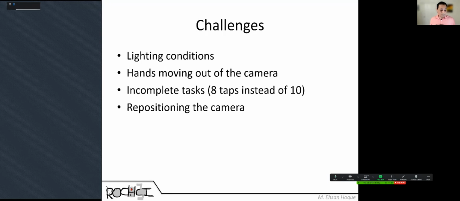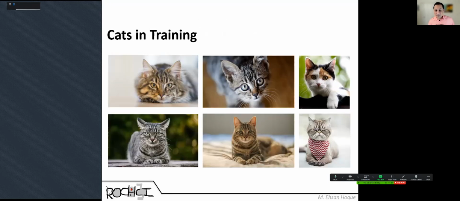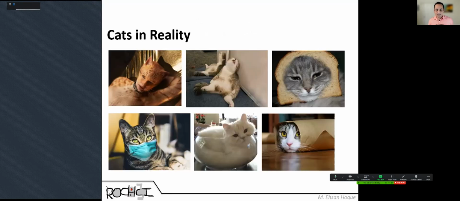So that is a problem, and something that's prevalent in machine learning. For example, if you want to train for cats, this is what the training data looks like. But then in reality, when you try to deploy this, this is the data you deal with.